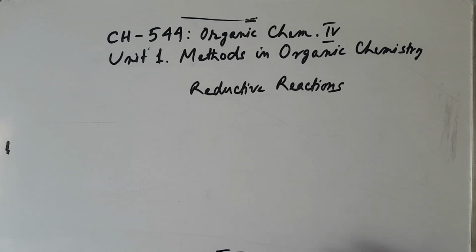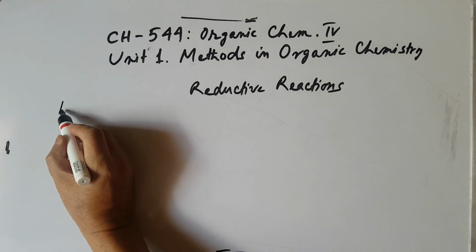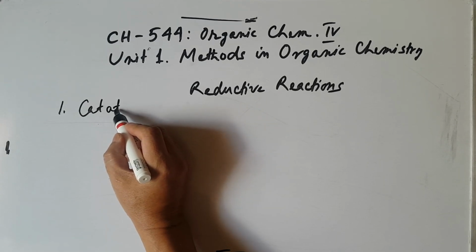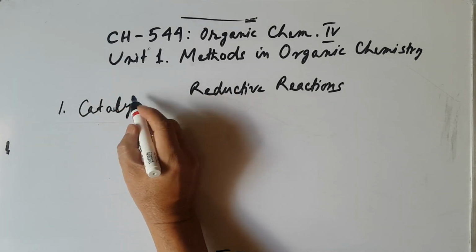Everybody knows that reduction is normally the addition of hydrogen or the removal of oxygen. In organic synthesis, you can apply reductive reactions by different types of reactions. The first one is catalytic hydrogenations.